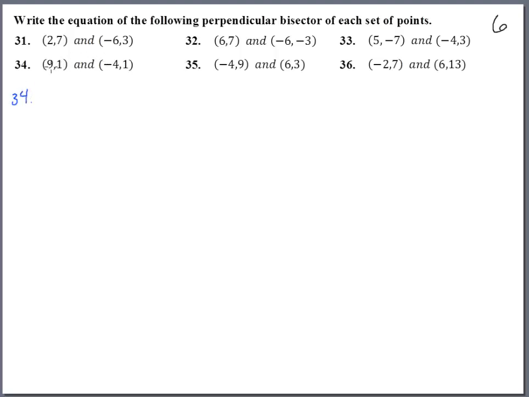Number 34. So the slope between these 2 points, we can put it on the graph, but we can see 1 minus 1 is going to give us 0, so the slope is going to be 0. So that means the perpendicular slope, the one we want, let's use a different color this time, purple, is going to be undefined. So that's going to be x equals something. So let's find the right point that it's going through.